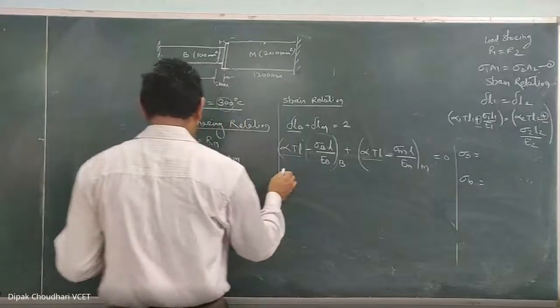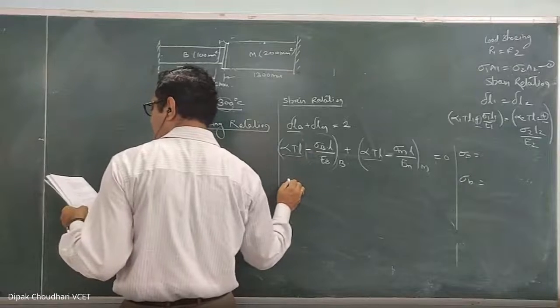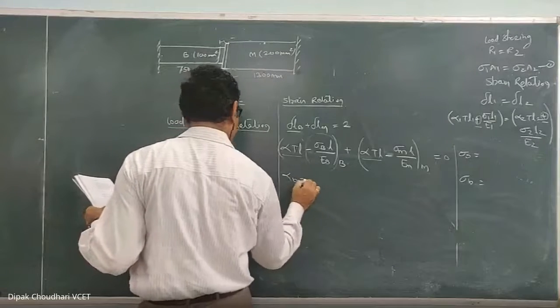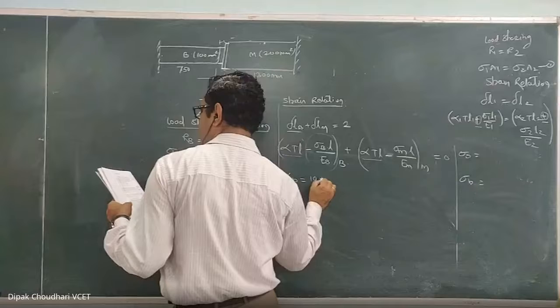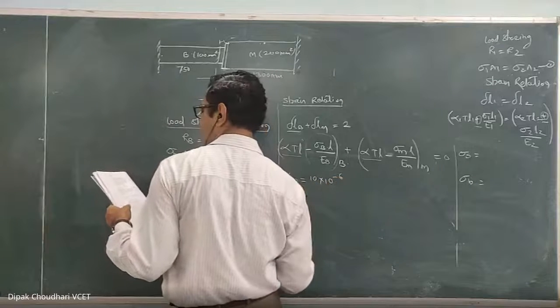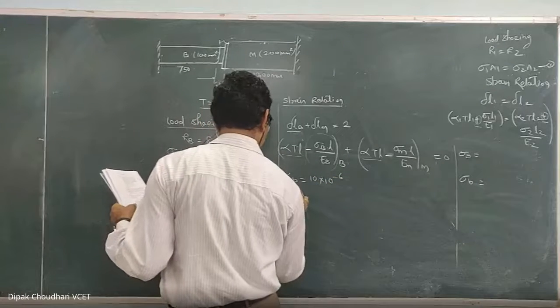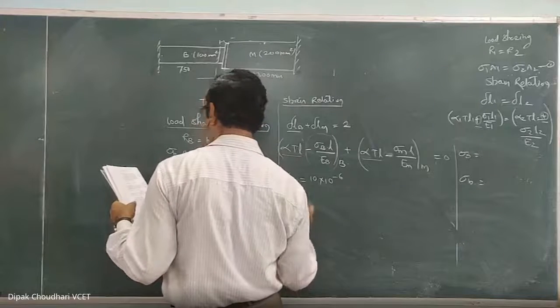Okay, I'm writing the values over here which are given. Alpha B is given as 10 into 10 raised to minus 6. EB is given as 150 GPa.